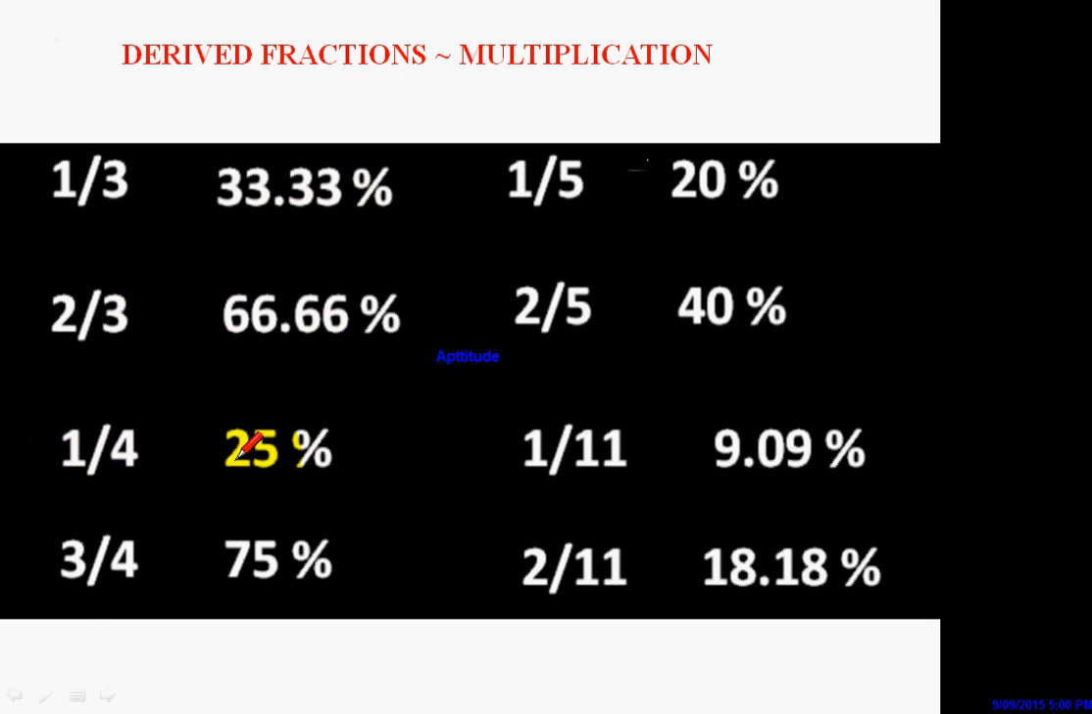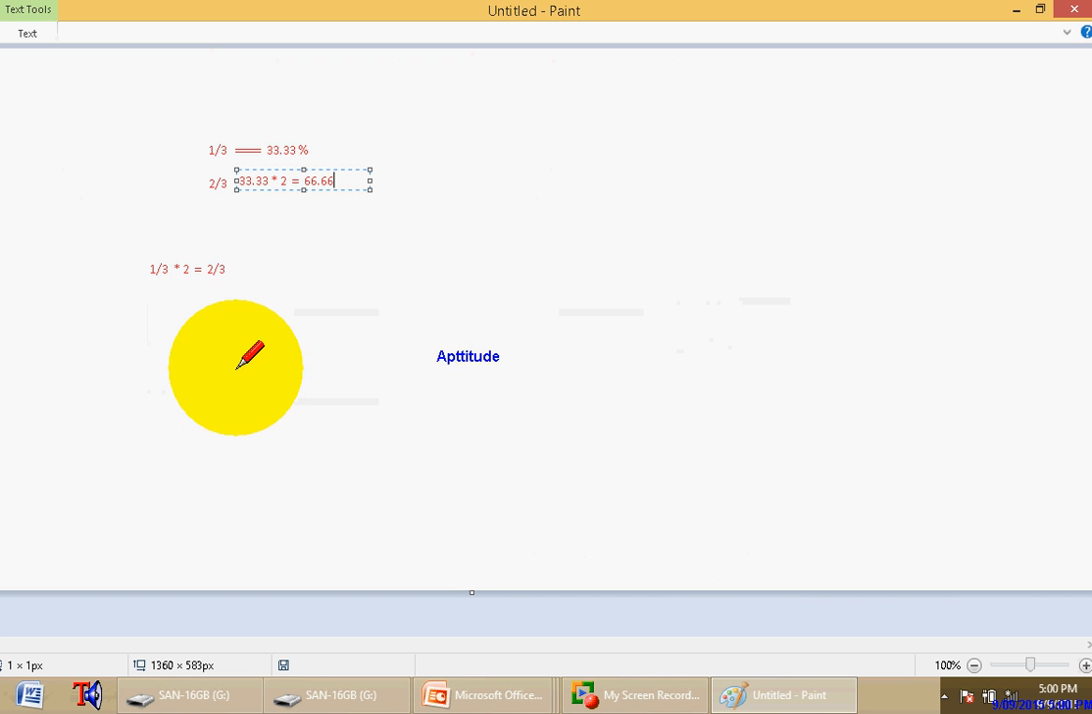For 1 by 4 it is 25%. Is it clear now? How will you get 3 by 4? If you know the value of 1 by 4, definitely we can calculate the value of 3 by 4. Again, I repeat: 1 by 4 is equal to how much percent? 25%, am I right? So 1 by 4 multiplied by 3 will give you 3 by 4.